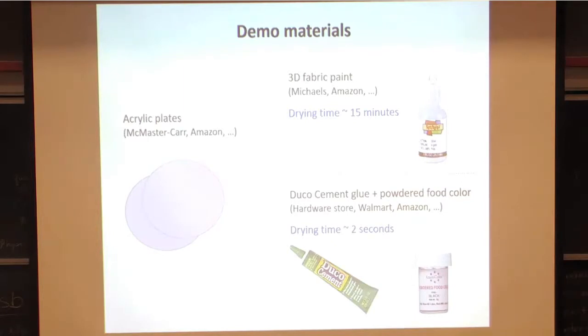You can use Duco cement glue, mix a little bit of food color in it, and do the same experiment. Doing that essentially gives you a pattern that dries instantaneously. So whenever I do it with small kids, I use the Duco cement because then they can immediately touch it. For you guys, I thought we could handle the 15 minutes. But all the materials are quite easily accessible and rather cheap, so it's hopefully something you can bring back home.